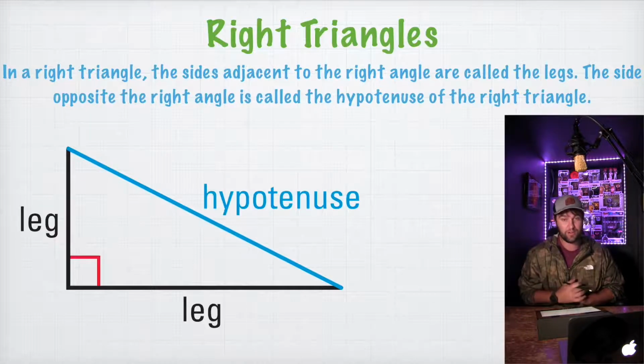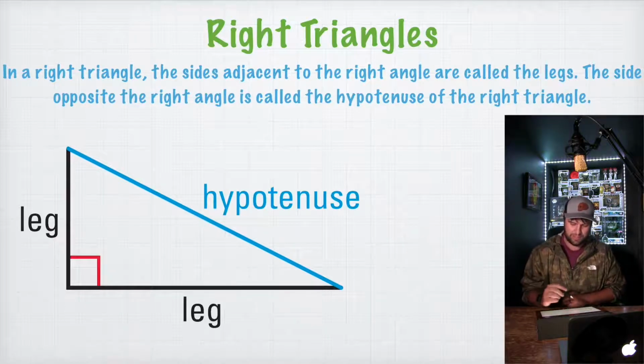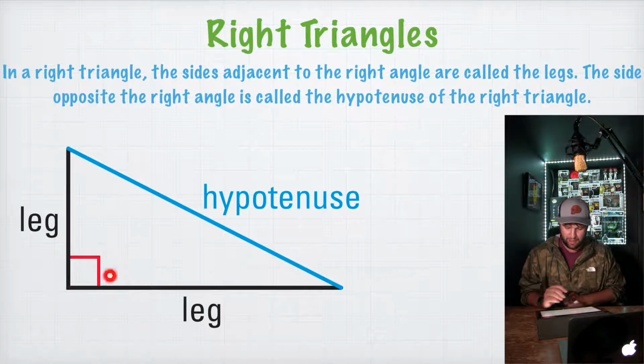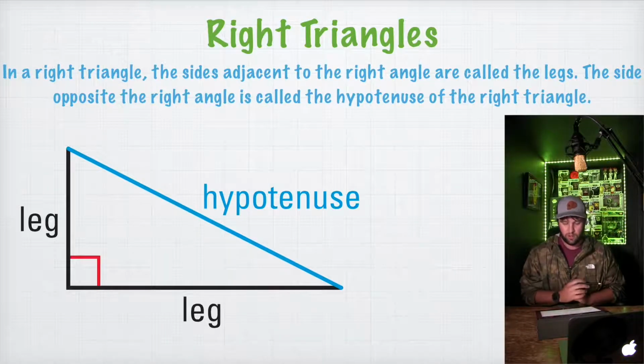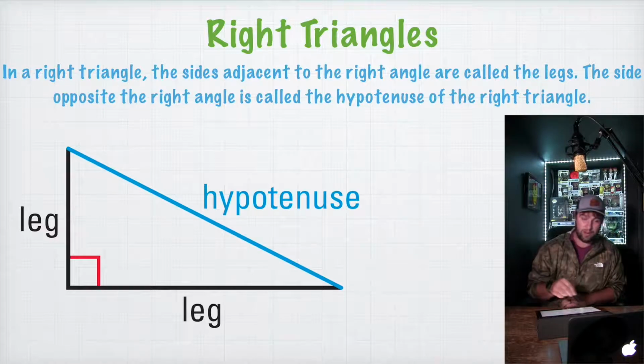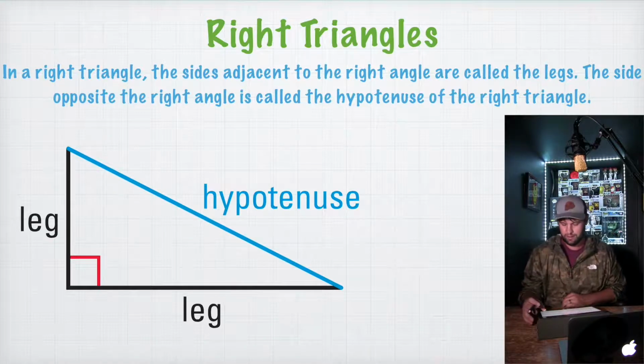But in right triangles, there's a special case, and we won't call it SSA. In a right triangle, the sides adjacent to the right angle are called its legs. The side opposite of the right angle is called the hypotenuse of the right triangle. So you have two legs and a hypotenuse. The hypotenuse is always the longest side.